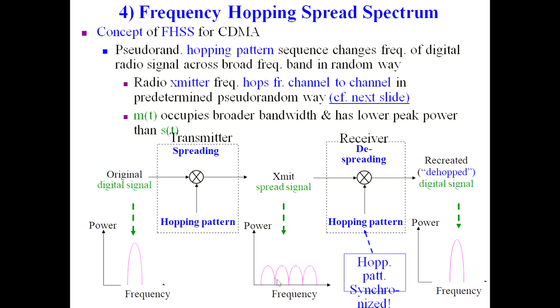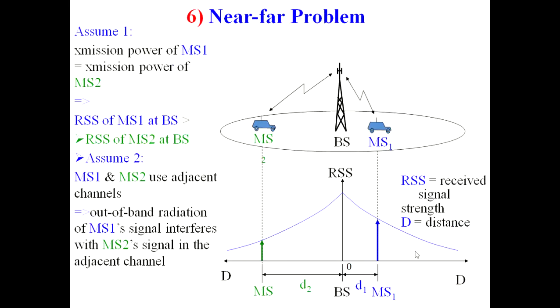This is frequency hopping. The frequency hopping sequence changes the frequency of the digital radio signal across a broadband. So the radio transmitted frequency hops from channel to channel in a manner predetermined by a pseudo-noise random sequence. That is the difference between DS and frequency hopping. After it is spread, the same hopping pattern is used at the receiver side to recover the original information.